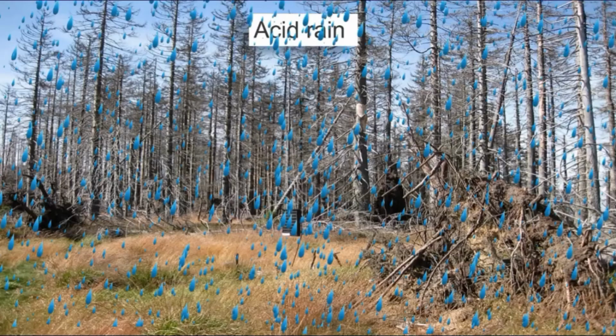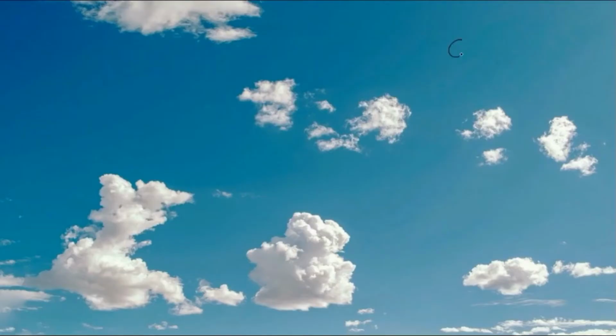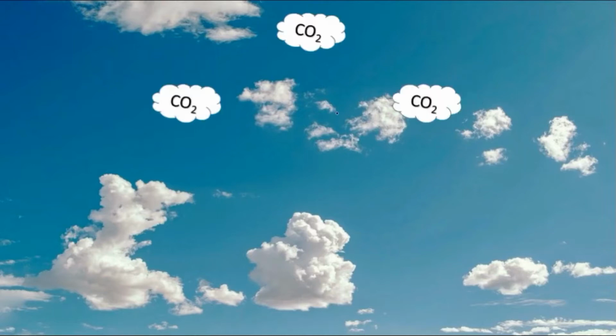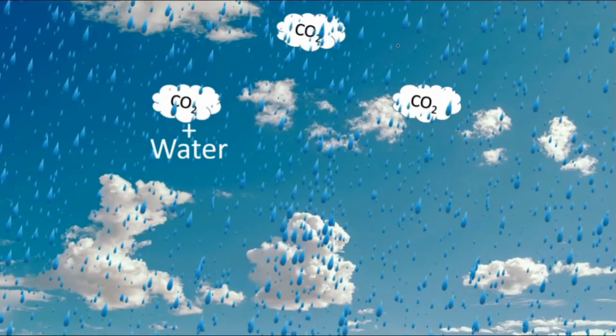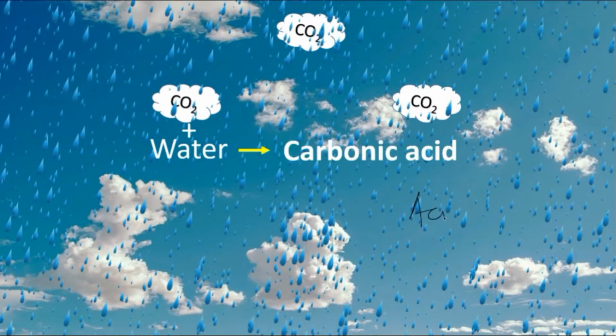Acid rain. Our atmosphere contains oxygen, nitrogen, carbon dioxide and many other gases. Let us talk about carbon dioxide here. When the rain water combines with carbon dioxide, it converts into carbonic acid. Therefore, when the rainwater falls on the ground, it is slightly acidic in nature. But that acid is very mild. It will not harm the living organisms on the earth so much.